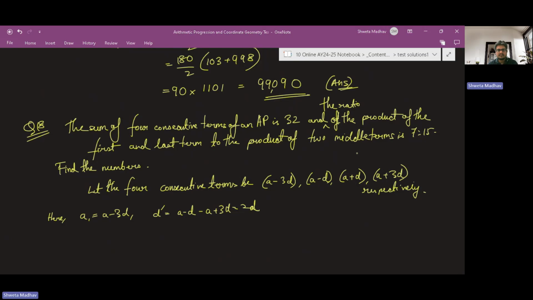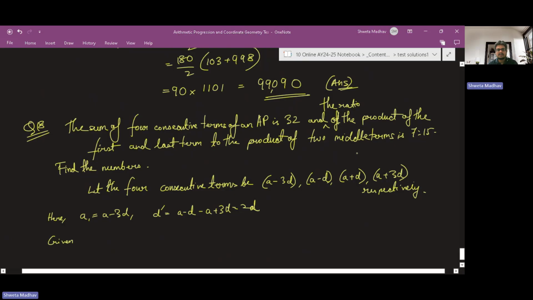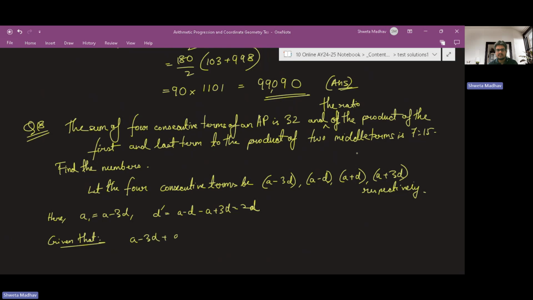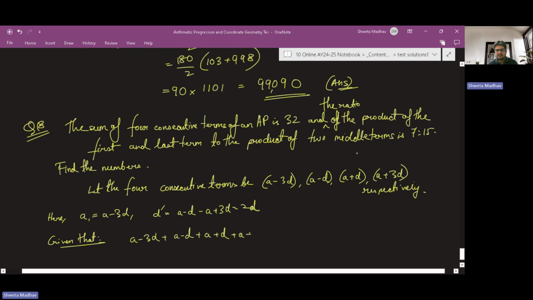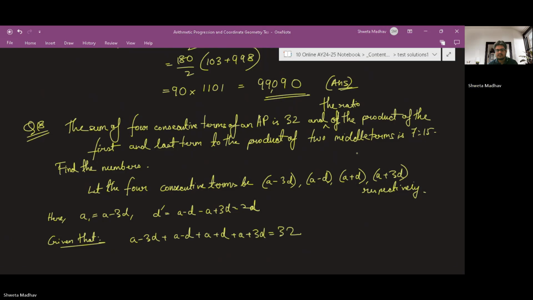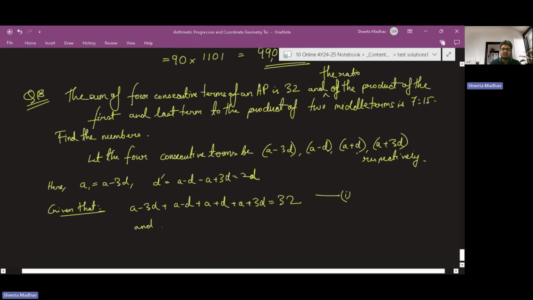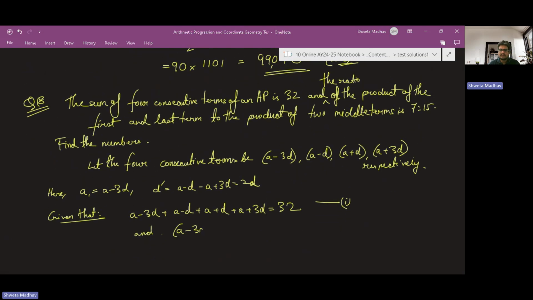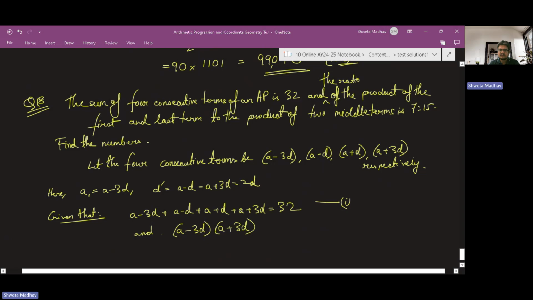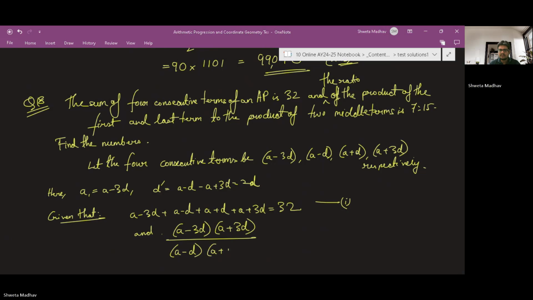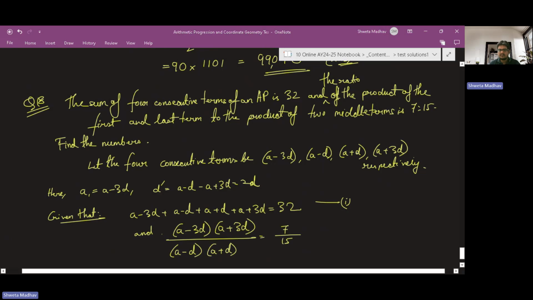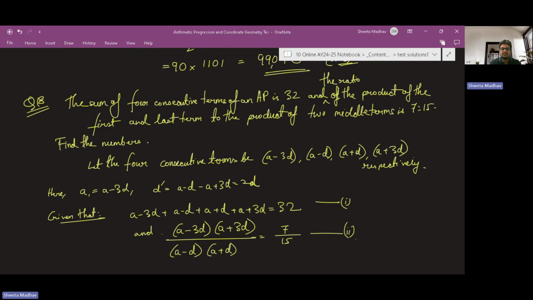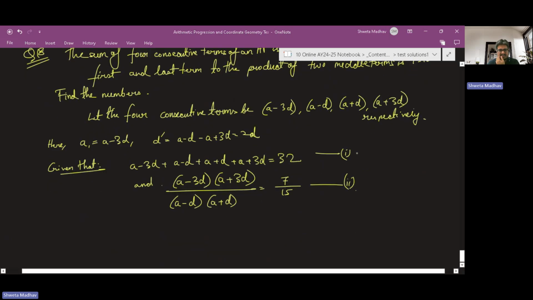So here it is given that the sum of the terms, a minus 3d plus a minus d plus a plus d plus a plus 3d, is equal to 32. This is equation 1. And it is given that the ratio of the product of first and last terms, a minus 3d into a plus 3d, divided by the product of the two middle terms, a minus d into a plus d, is equal to 7/15. So this is equation 2. Then we have to find the numbers.